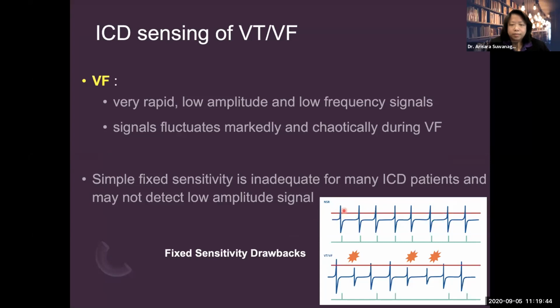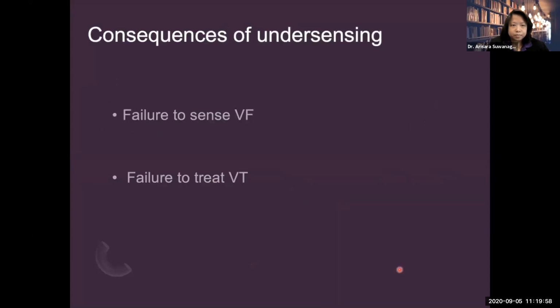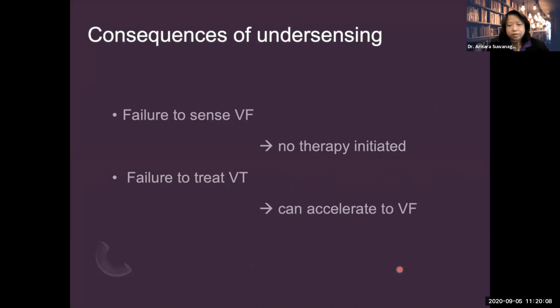In sinus rhythm, the amplitude is pretty much the same, but sometimes in VT or VF, the amplitudes can go very high or very low. So if you have a fixed sensitivity, it might miss the detections. If you miss the detections and there is undersensing, it can lead to failure to sense VF and no therapies, or failure to treat VT, which can accelerate to VF and can be fatal.